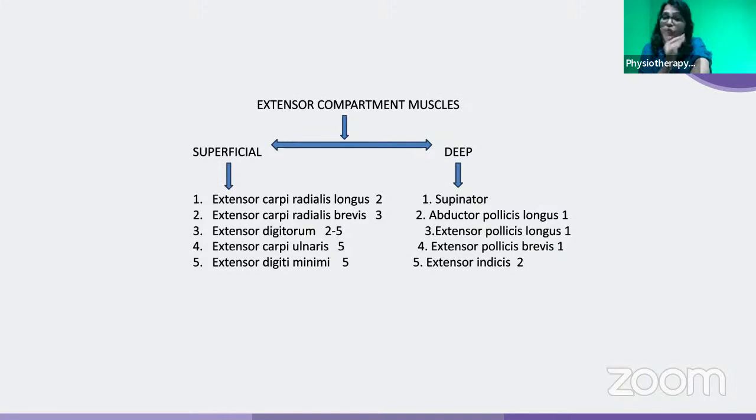Extensor carpi radialis longus, brevis. Longus means the muscle is long. Brevis means the muscle is short. So they are taking the origin from the ulna, from the posterior aspect of radius and ulna both.